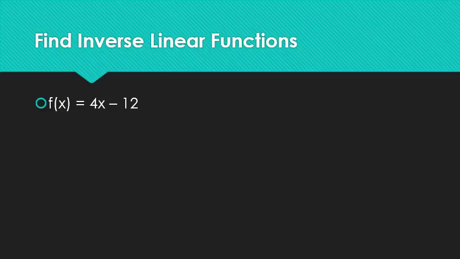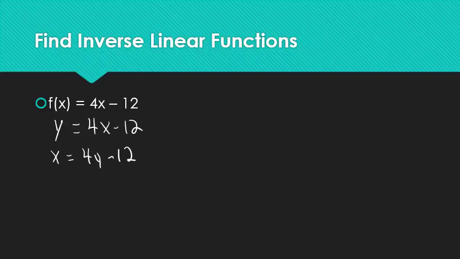So let's go. First step, I'm going to replace f of x with y. So now I've got y equals 4x minus 12. Then I'm going to swap the x's and y's. And so now I'm going to have x equals 4y minus 12. And then we're going to solve this for y.